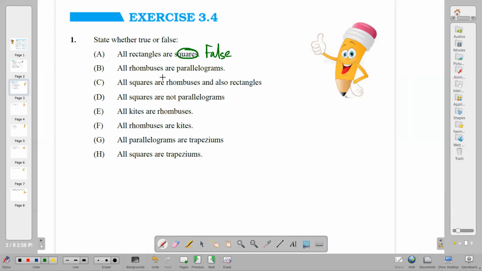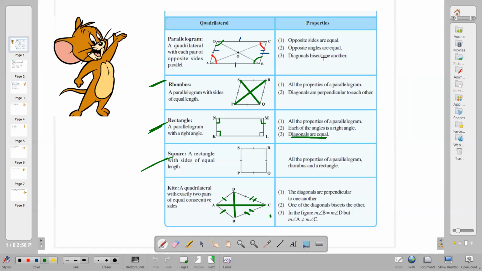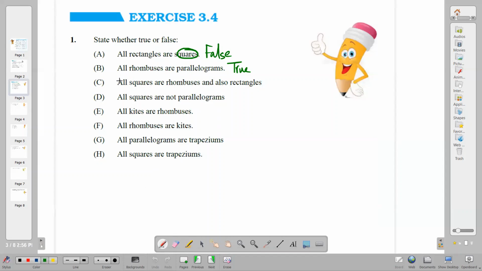Now second, all rhombuses are parallelogram. Is it true? Yes. All rhombuses are parallelogram. हमने देखा हर rhombus parallelogram है. All properties of parallelogram देखो. All properties of parallelogram यहाँ पे भी हैं. ठीक है? तो it is true.